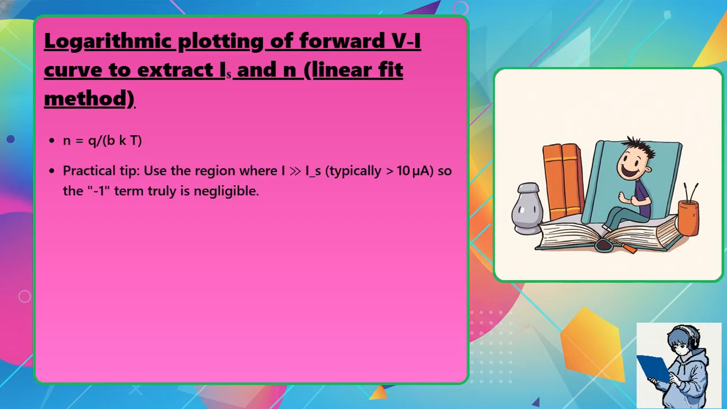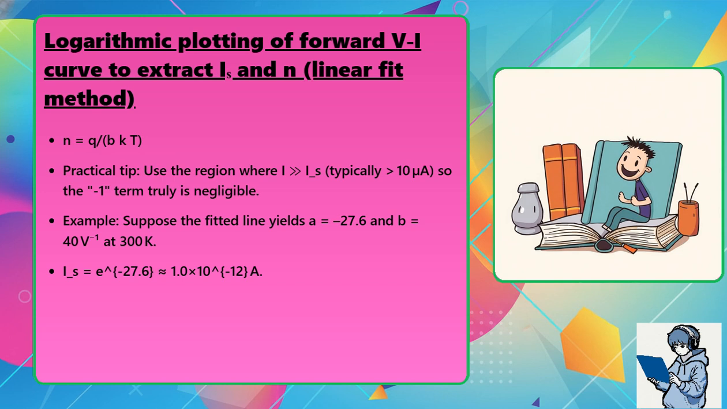Practical tip: use the region where I is much greater than I sub S, typically greater than 10 microamps, so the -1 term is truly negligible. Example: suppose the fitted line yields A equals -27.6 and B equals 40 per volt at 300 Kelvin. I sub S equals e to the -27.6, approximately equal to 1 times 10 to the -12 amperes.